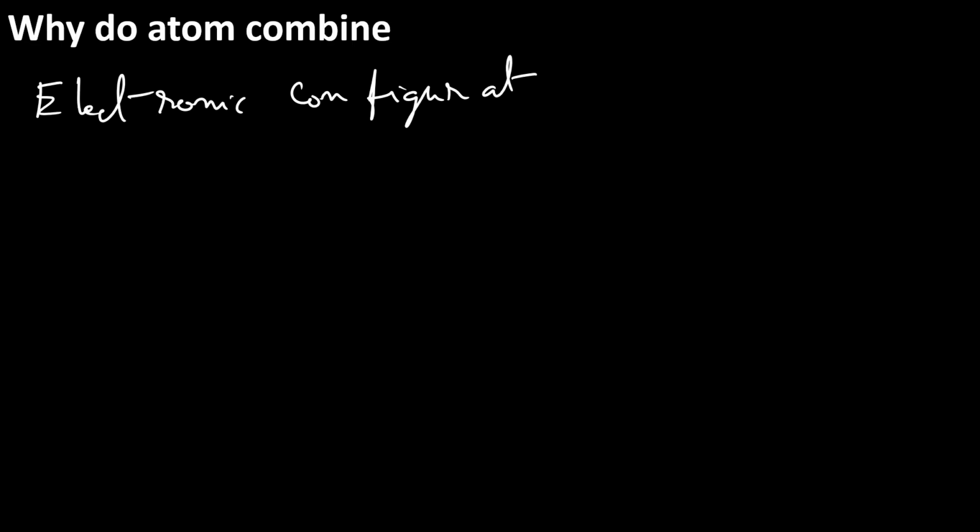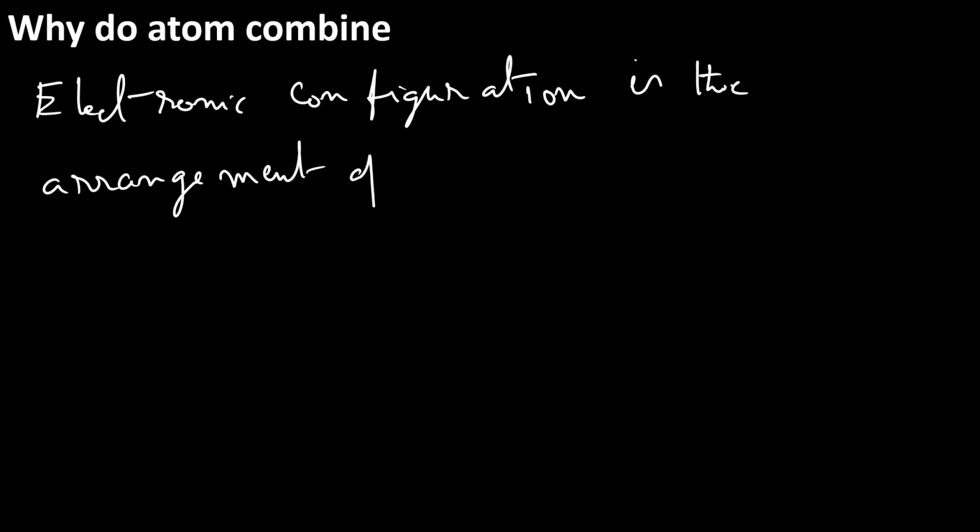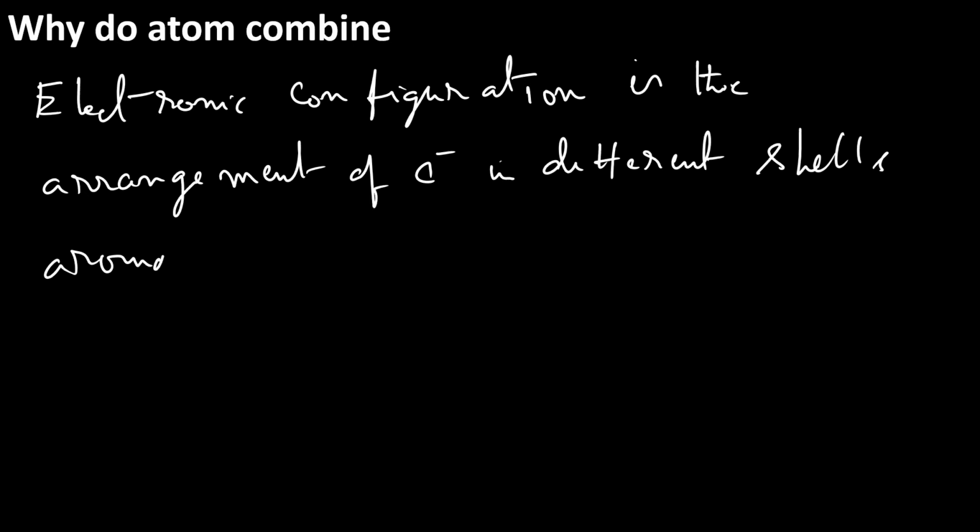We learned electronic configurations in the chapter Structure of Atom. Electronic configuration is the arrangement of electrons in different shells or subshells around the nucleus.